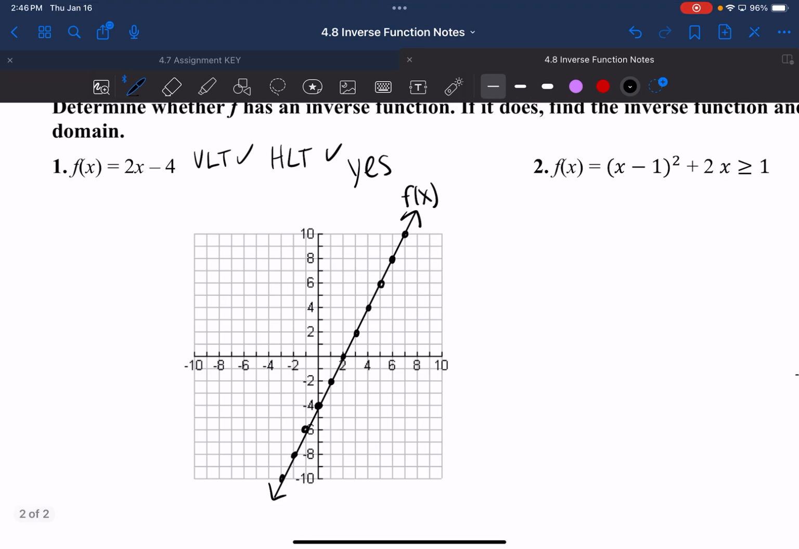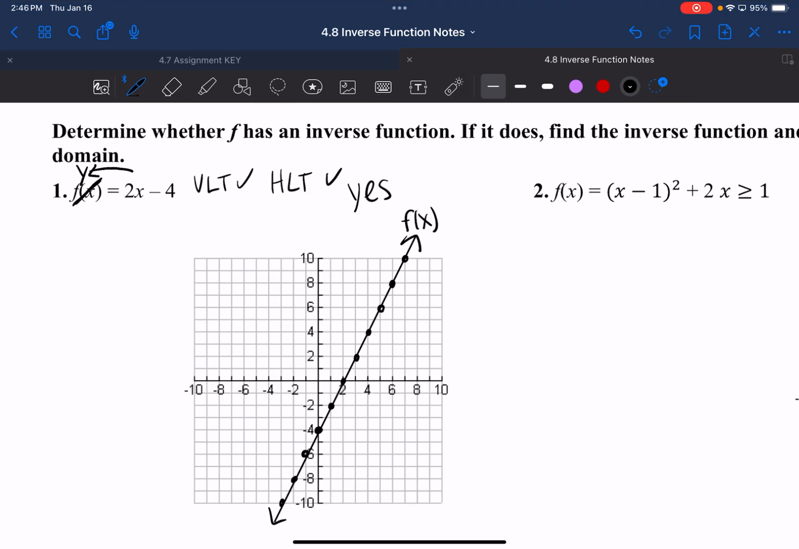So, step number 2 says that you need to replace f of x with y. So I'm going to mark out f of x, and I'm going to put the letter y in its place. It says once you've done that, to interchange x and y, basically switch their places. So I'm going to switch the x and the y's places in the equation. So now it'll be x equals 2y minus 4. All right, so that is the inverse equation.